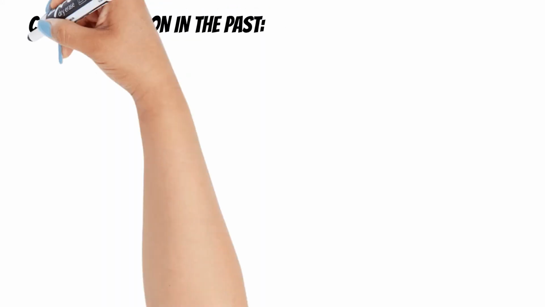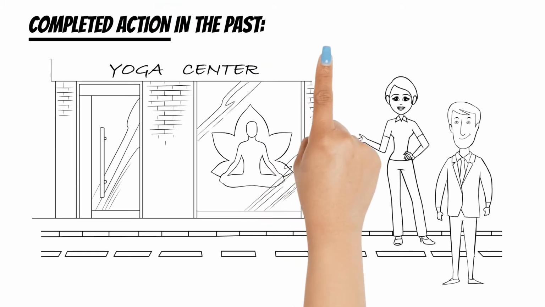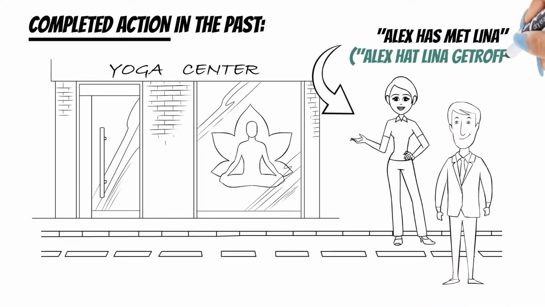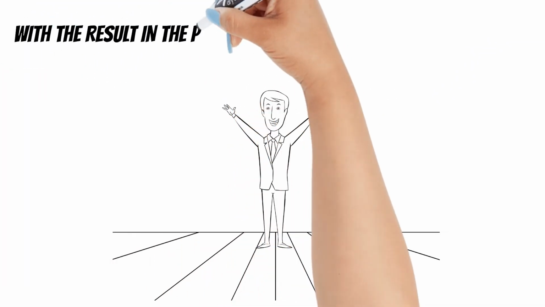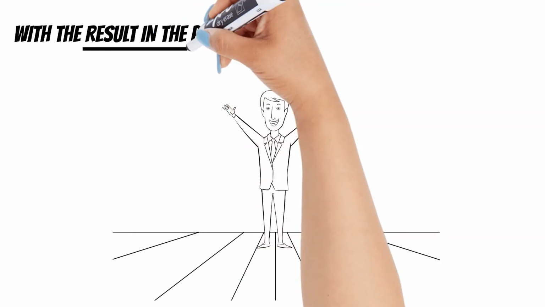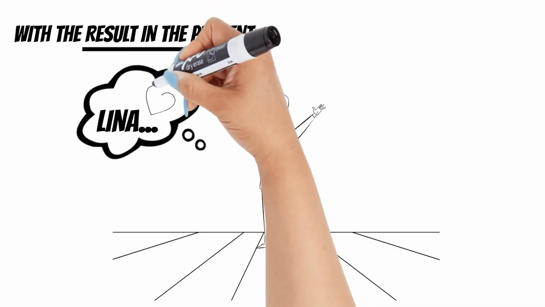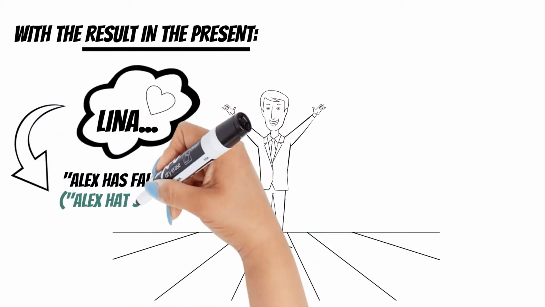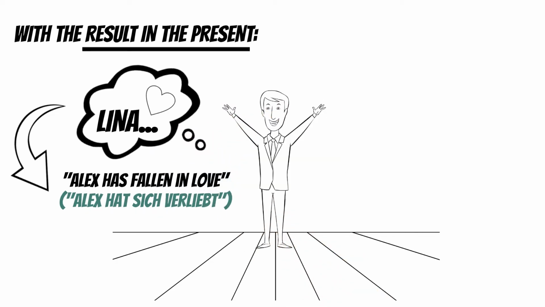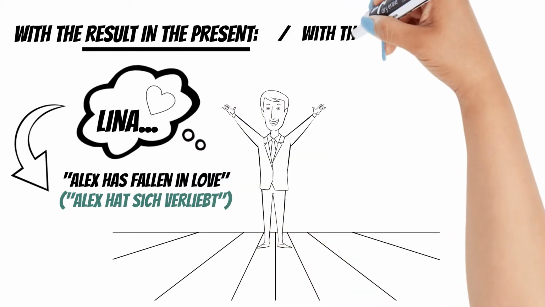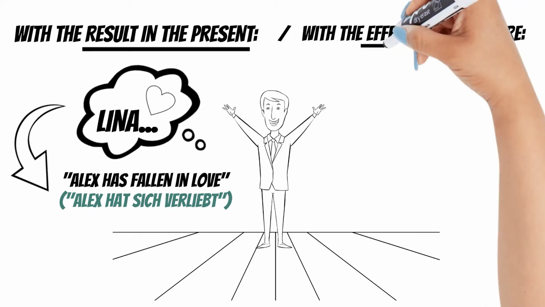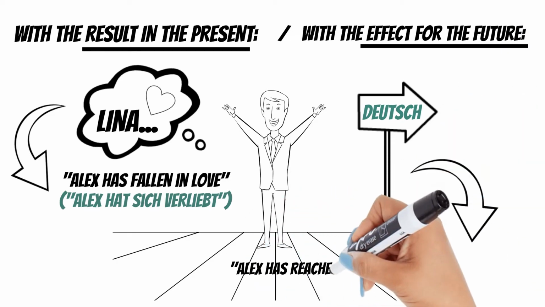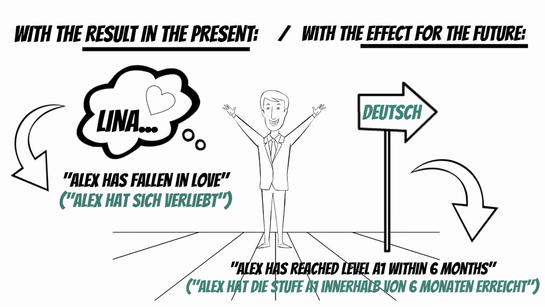Just giving an example. Do you remember Alex's first story in Germany? He has met Lena, so it's a completed action in the past. This action has, for example, the result for the present, that he has fallen in love. On the other hand, it has also an effect for the future, due to learning better German for Lena. He wants to reach a special level up to a certain point in the future.